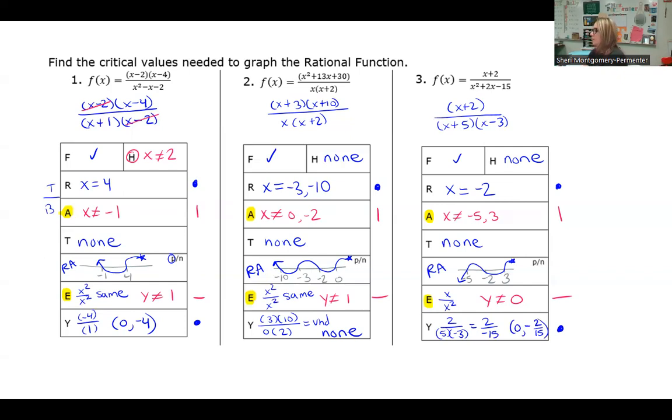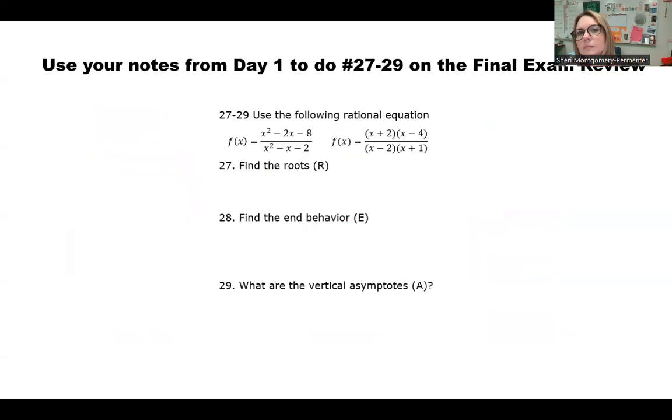You're going to look on the very back of your final exam review and the last 3 questions. You are going to go do those now. Using your notes so far, you are going to look on the very last page, the very last 3 questions, and you're going to answer these.